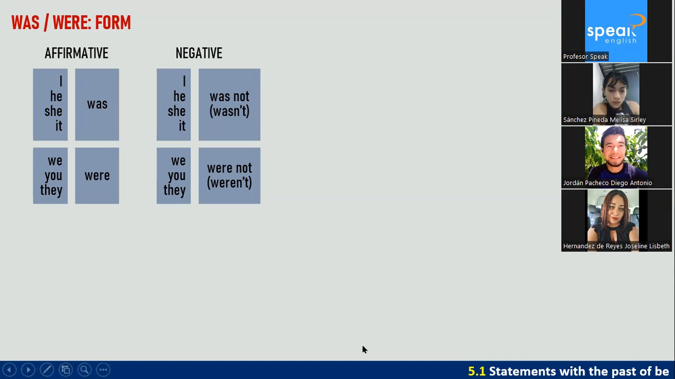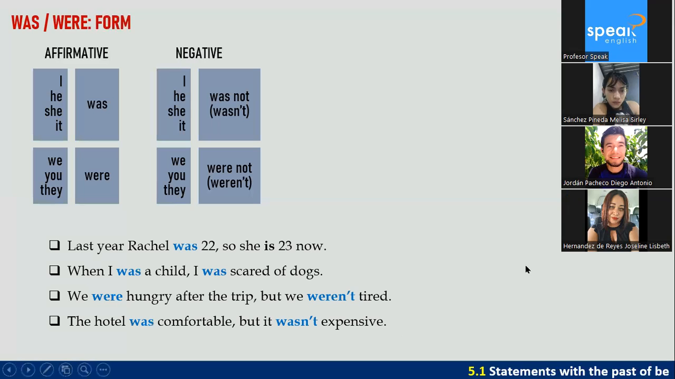Very good. So here we have more examples, right? Last year, Rachel was 22. So she is 23 now, right? When I was a child, I was scared of dogs. Again, I'm talking about a past situation. We were hungry after the trip, but we weren't tired. The hotel was comfortable, but it wasn't expensive, right?